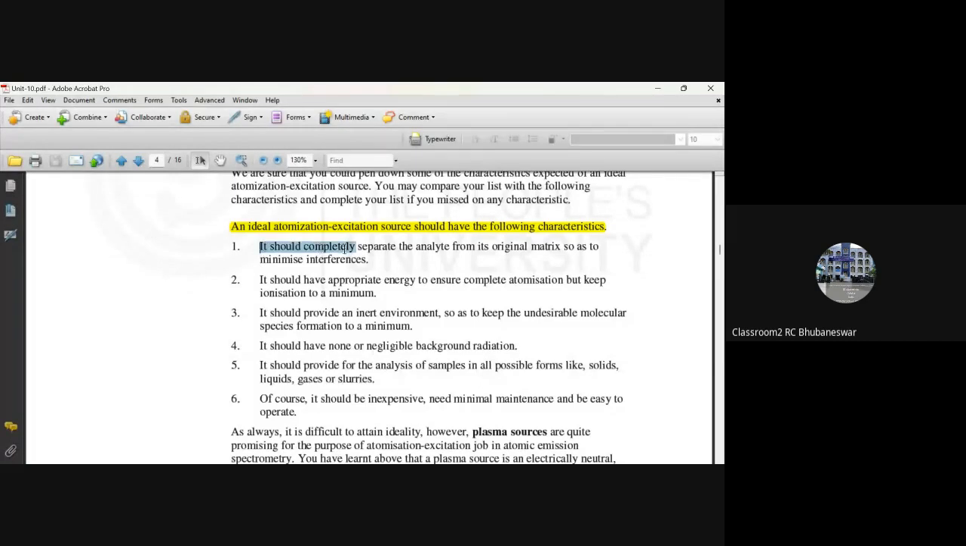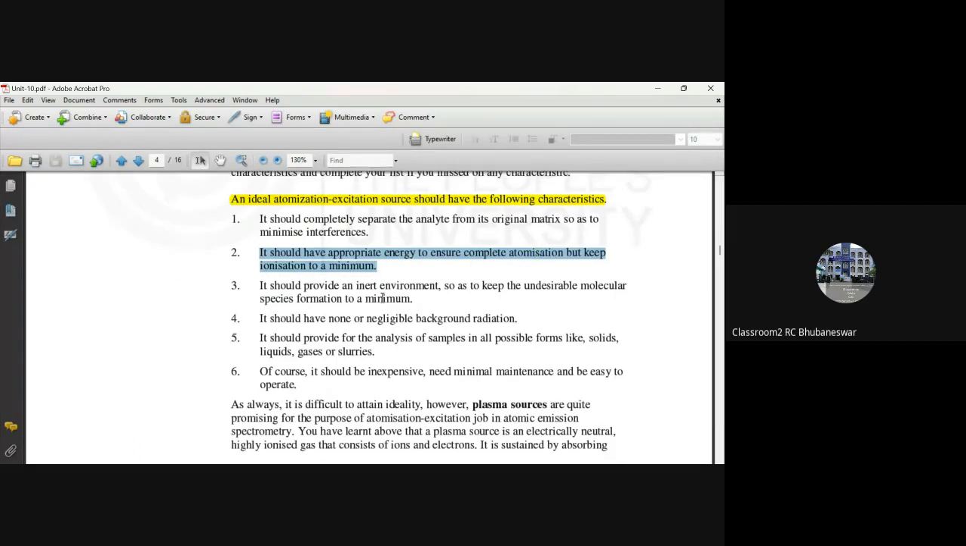So it should completely separate the analyte from its original matrix so as to minimize the interference. But minimizing interference is sometimes very difficult while studying spectroscopic methods. But there are techniques for it, and we have to follow them as far as we can to minimize the interference. So it should have appropriate energy to ensure complete atomization, but keep the ionization to a minimum.